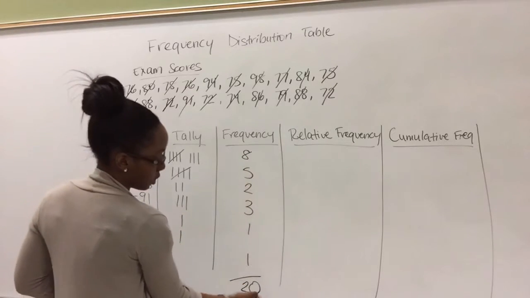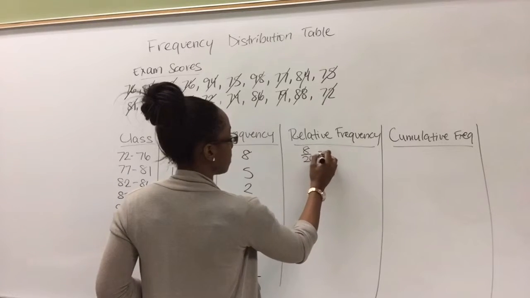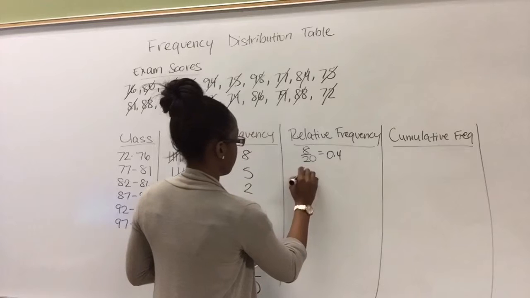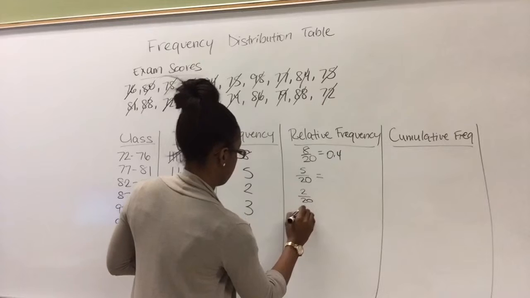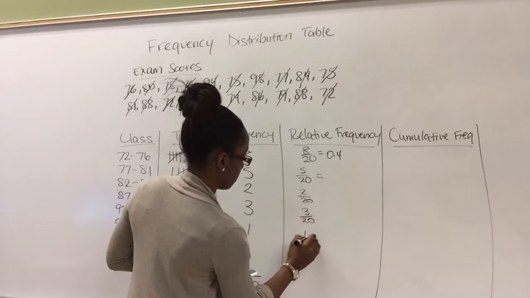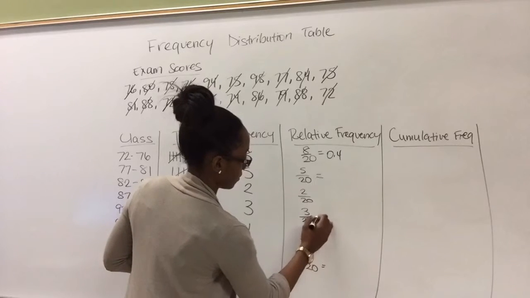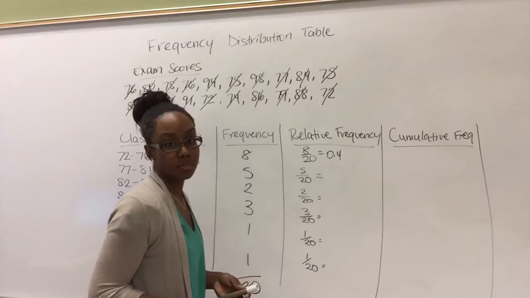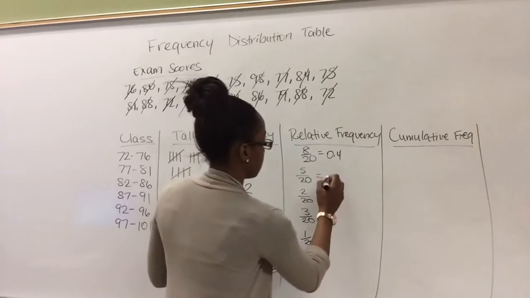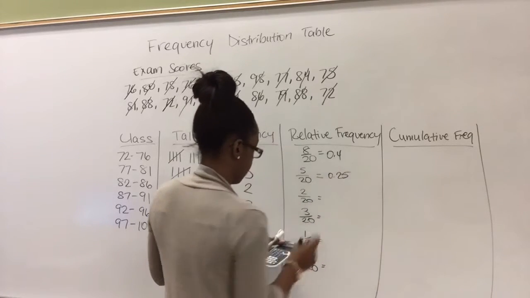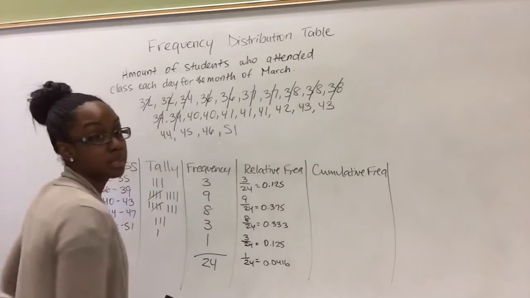For the fourth step, the relative frequency, you would have to divide the number in the frequency column by the total number. So we have 8 divided by 20, 5 divided by 20, 2 divided by 20, 3 divided by 20, 1 divided by 20, and 1 divided by 20. So you would get a decimal for each of these numbers. 5 divided by 20, 0.25. So now that we have our answers for the relative frequency, that column is completed.